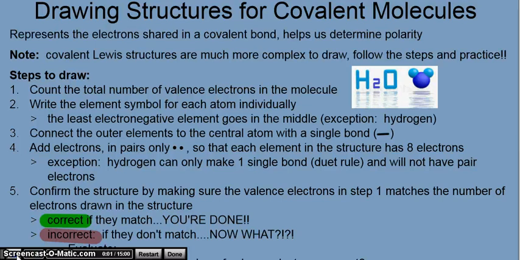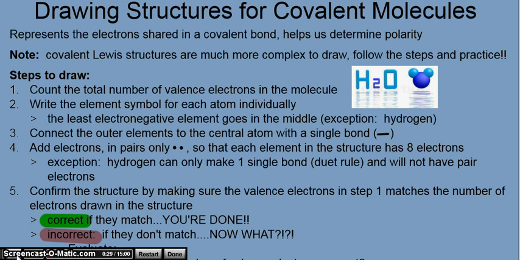Today's lecture is going to cover how to draw Lewis structures for covalent molecules, and we're going to focus on the more standard rule-following options. The series of steps that you see written on the slide explain a strategy for how to draw the Lewis structures in an efficient way.